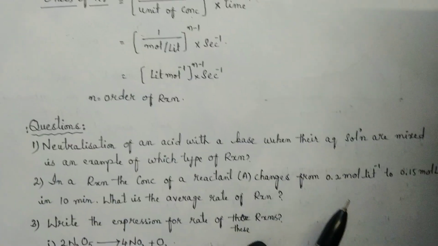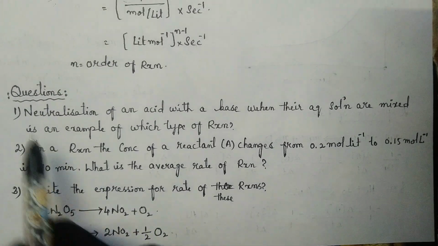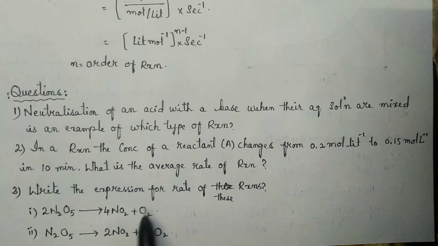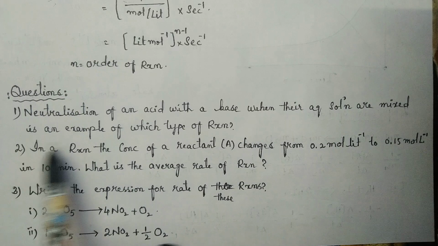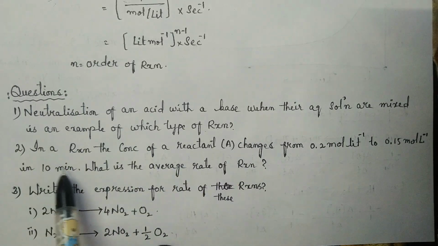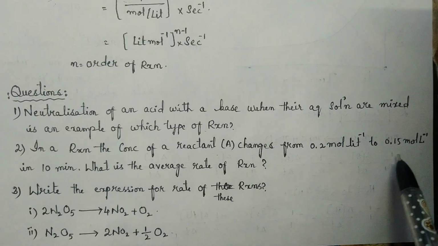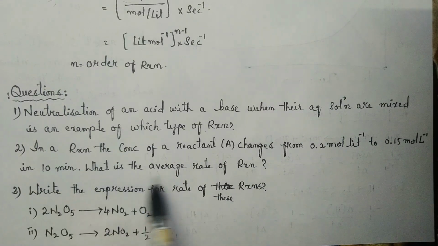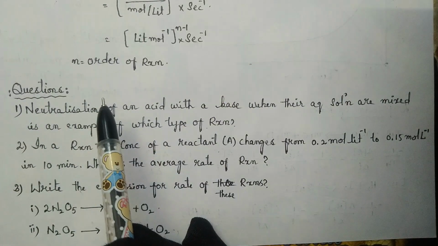As I have said already, you will get questions after every class. So these are some questions, please note down. Neutralization of an acid with a base when their aqueous solutions are mixed is an example of which type of reaction? And second one is, in a reaction the concentration of a reactant A changes from 0.2 moles per liter to 0.15 moles per liter in 10 minutes. What is the average rate of the reaction? And write the expression for rate of these reactions. So please note down these questions, and if you get any doubts in these questions or in any topic, then you can ask me.